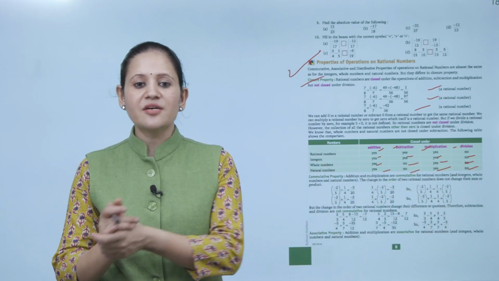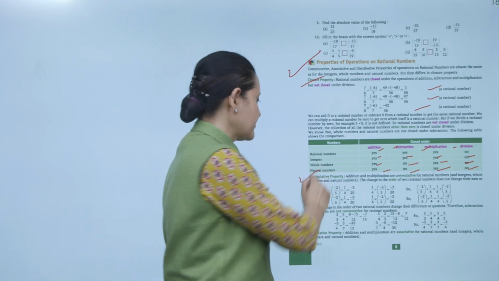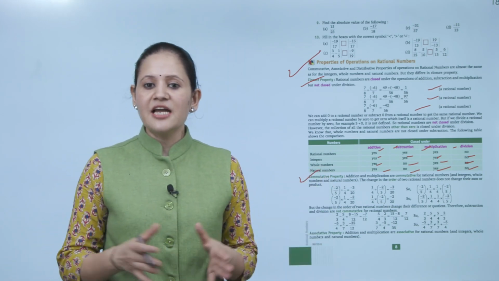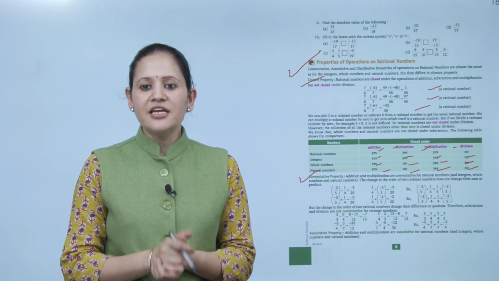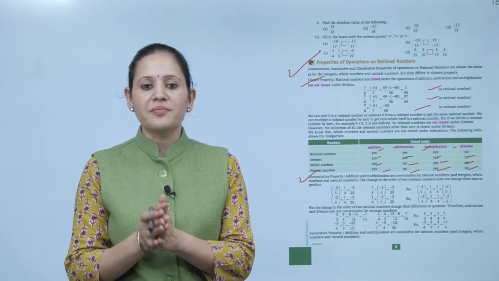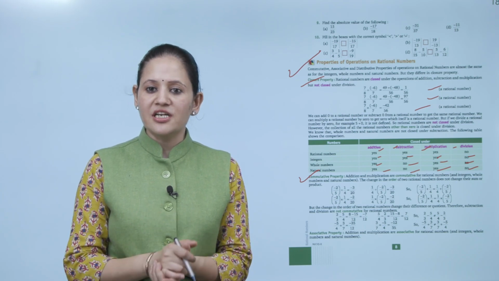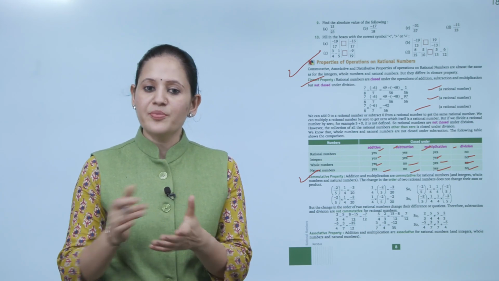Next property is the commutative property. Addition and multiplication are commutative for rational numbers, integers, whole numbers and natural numbers. The change in the order of two rational numbers does not change their sum or product.